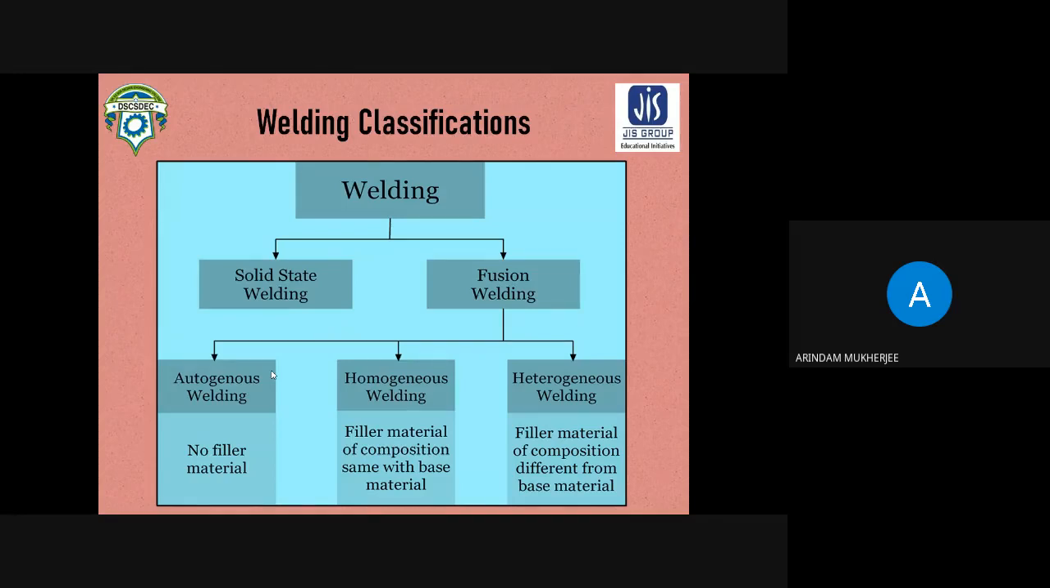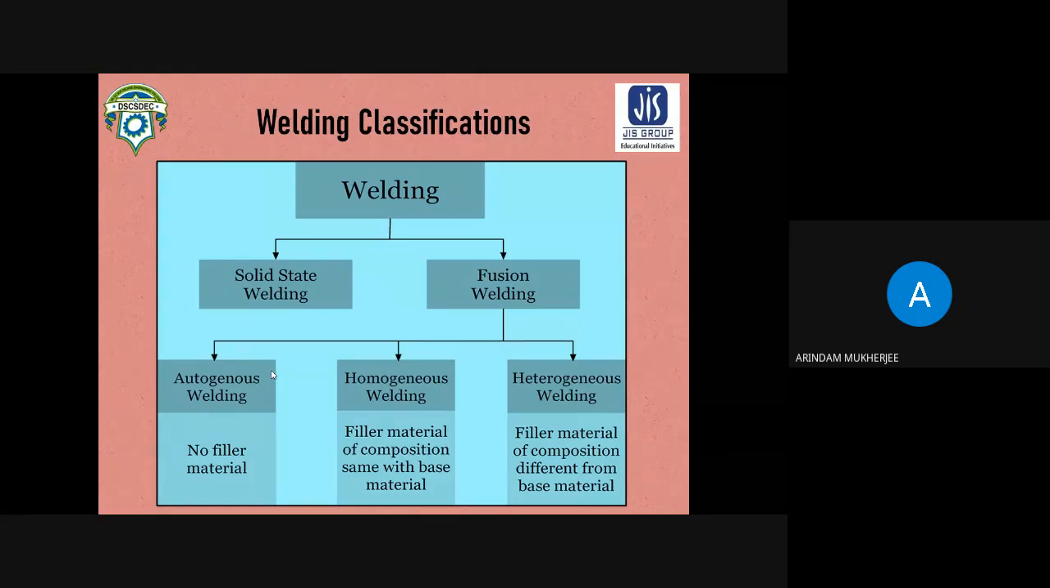As we go on to higher standards, from first year to second year, we will be using filler materials. In second year, we generally tend to use filler materials and do homogeneous welding. So autogeneous welding means there will be no application of filler material. No filler material would be added to the base material. Okay, so this is the basic thing.